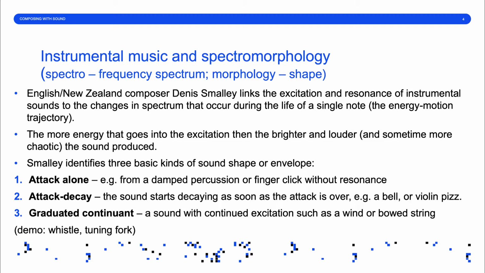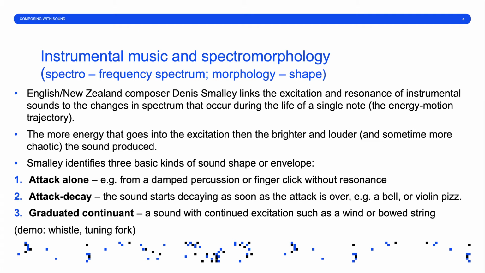So Smalley identified three basic kinds of sound shape, or envelope. So envelope is a word that is used to describe both the change in the amplitude and the change in the spectrum. So we can talk about the amplitude envelope, the loudness envelope, and the spectral envelope. And he identified three basic kinds. There's sounds that are an attack alone, typically from a damped percussion instrument. For example, this finger click, which has no resonance.